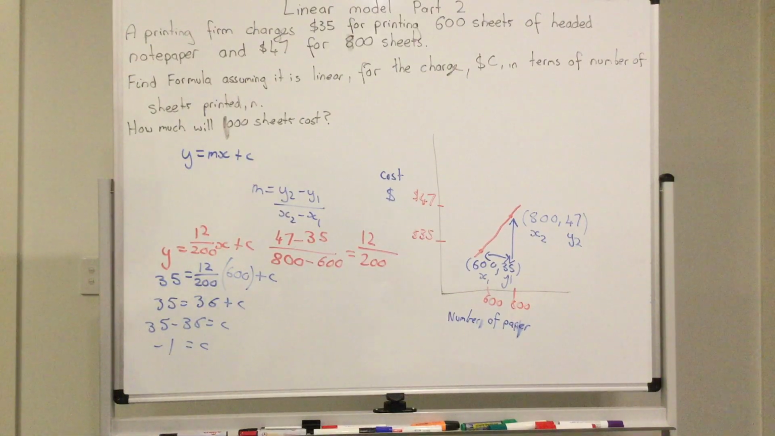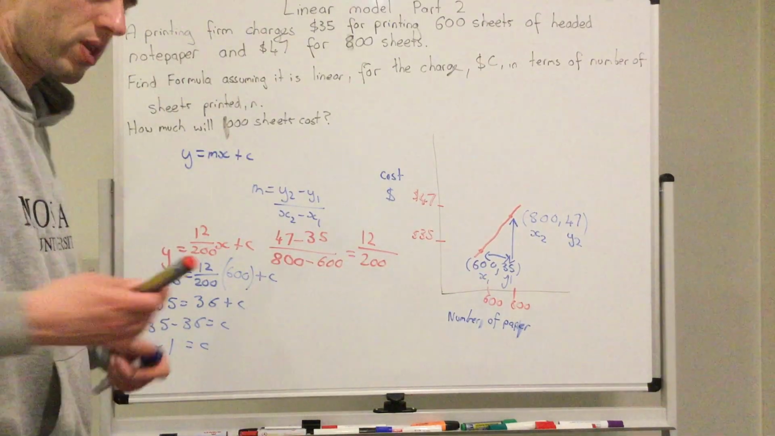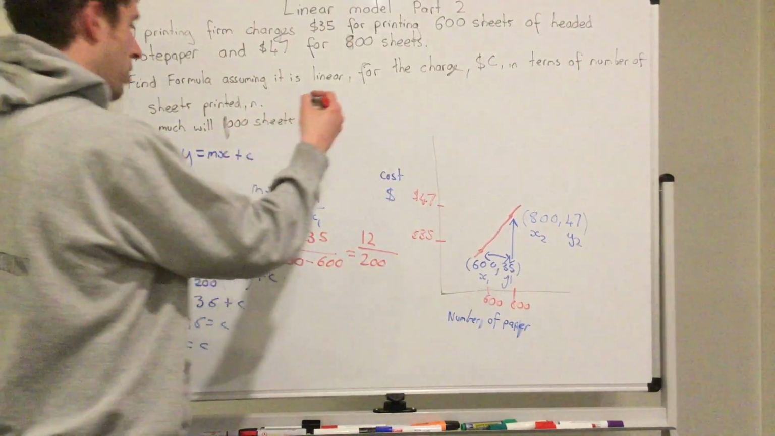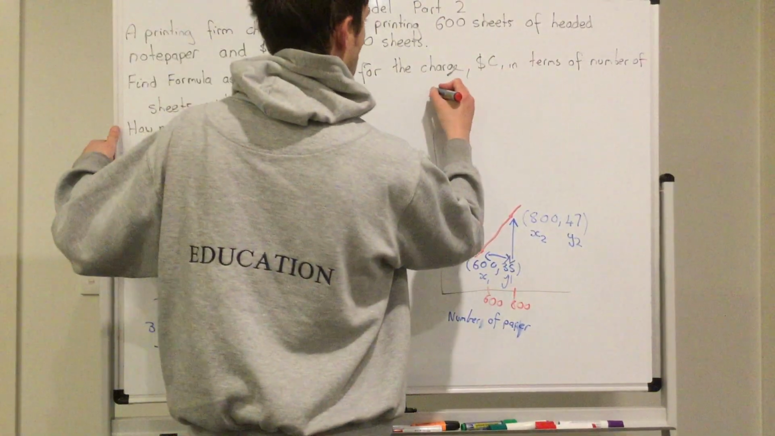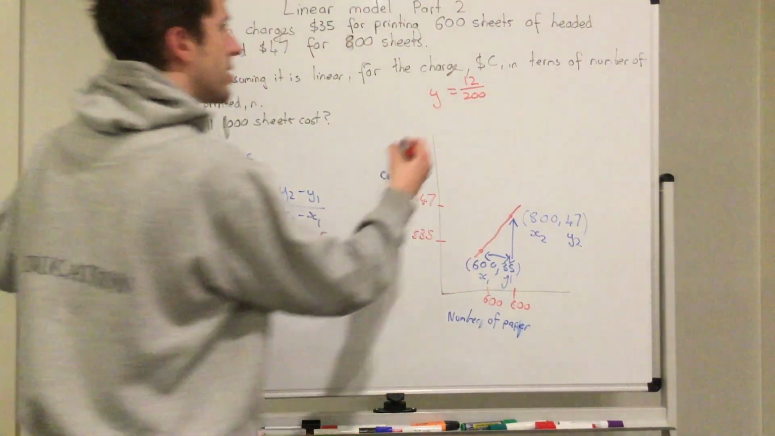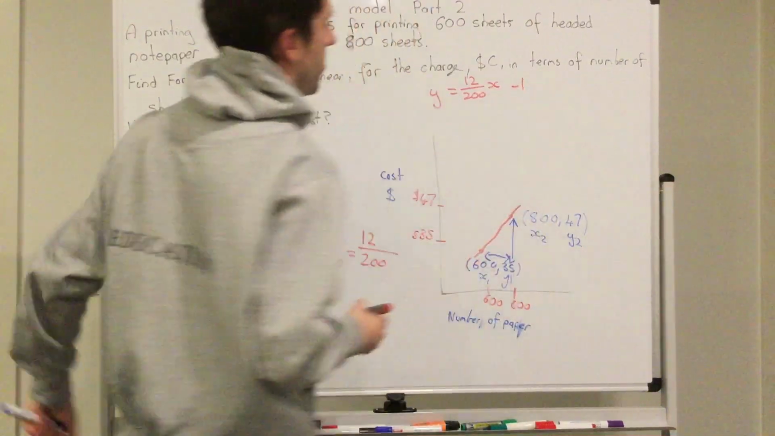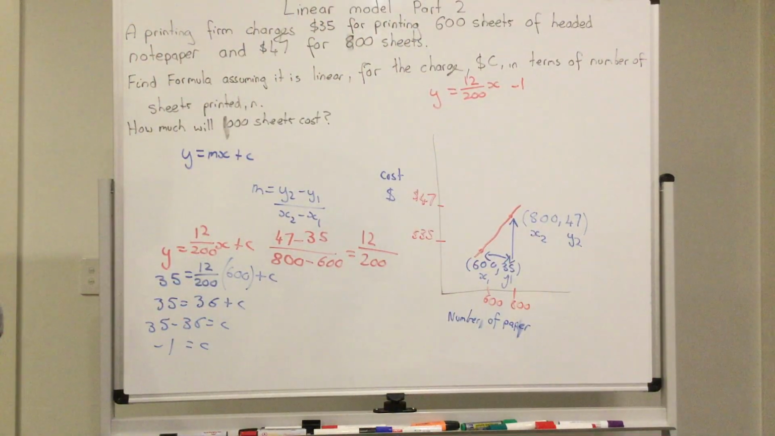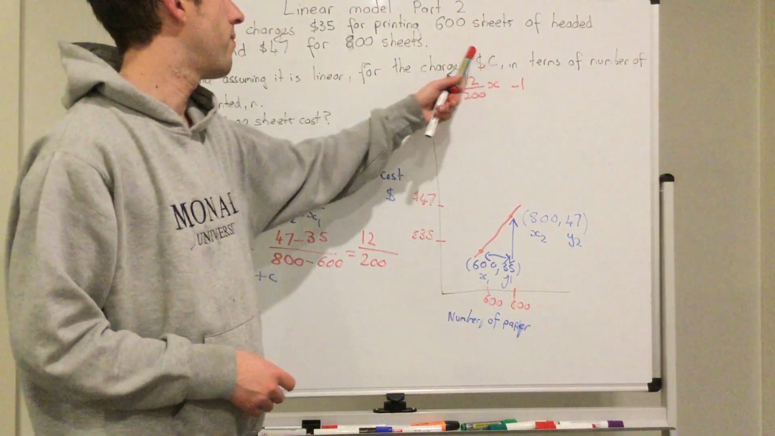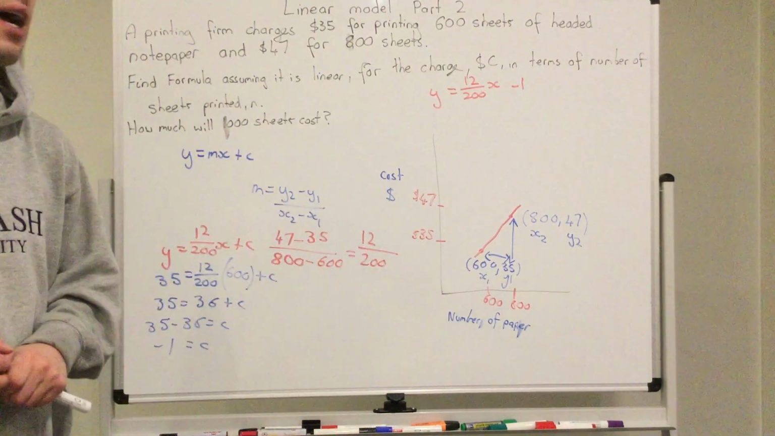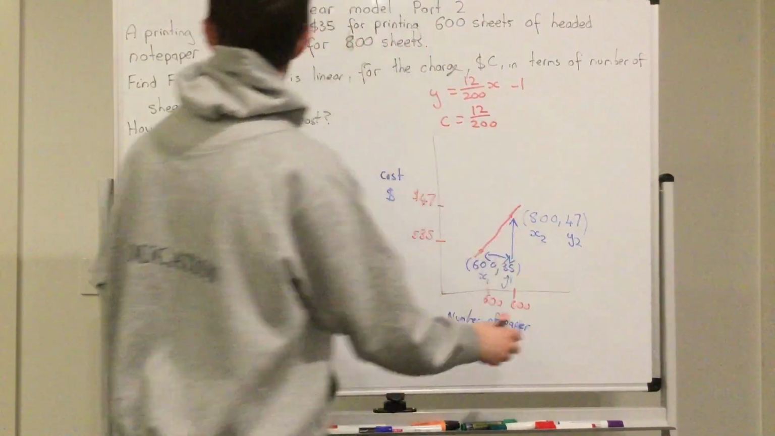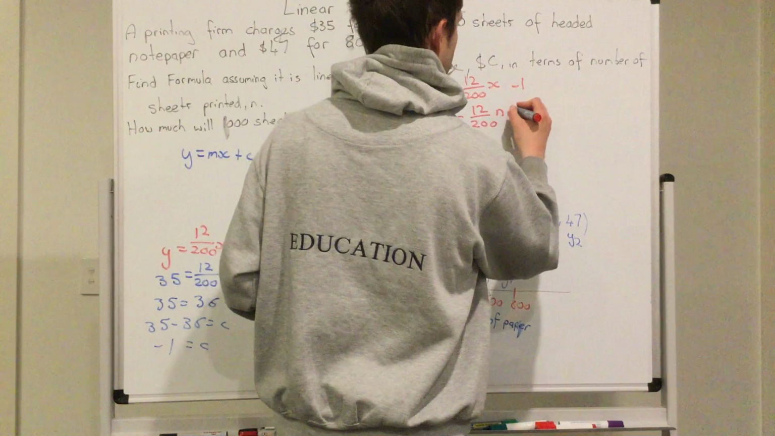Okay, now I know c equals -1, that's my starting point. So let's substitute everything in. Y equals 12 over 200 x minus 1. That is my formula, except we need to change a few things. We need to use C for dollars, so our y is our dollar value, so I'm going to do C. X is the number, so I'm going to do n. Minus 1.